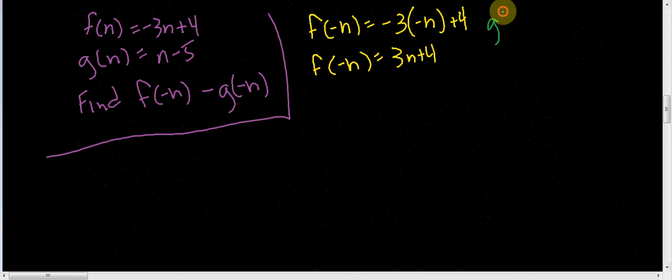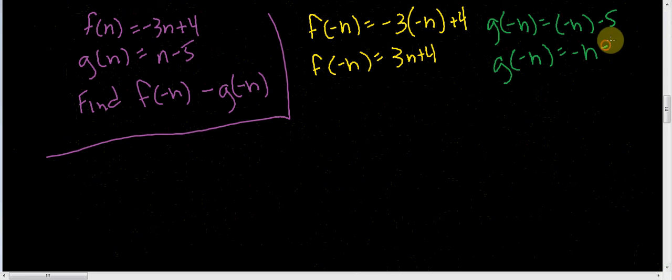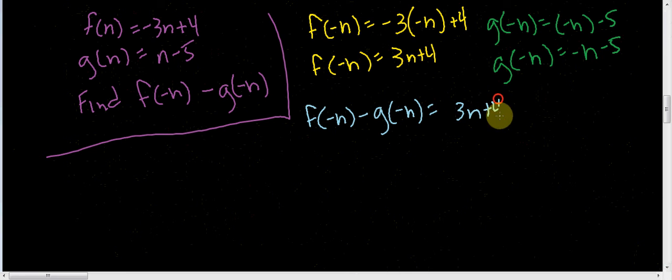G of negative n is going to give us negative n minus 5, and that's actually what it is. It's negative n minus 5. Alright, so the last part here is to figure out what we're looking for, which is f of negative n minus g of negative n. F of negative n is 3n plus 4. We're subtracting g of negative n, which is negative n minus 5. Notice I put it in parentheses because that tells me that I need to distribute right there.